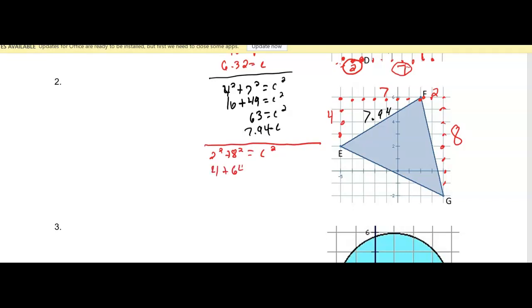Square each of these. So 4 plus 64, 68. Take the square root of both sides. And we see that that length is 8.25.